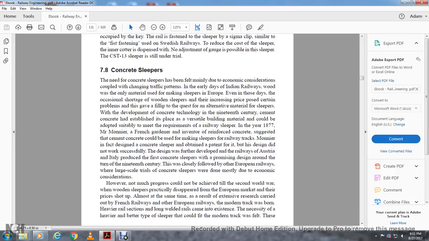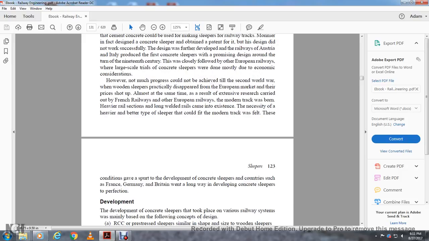The result was extensive research carried out by the French railways and other European railways. The monotrack was born. Heavier rail sections along with welded rails created the necessity for a heavier and better sleeper that could fit the monotrack. This condition gave the spur for the development of the concrete sleeper. The continuous effort of Great Britain went along with developing the concrete sleeper to perfection.